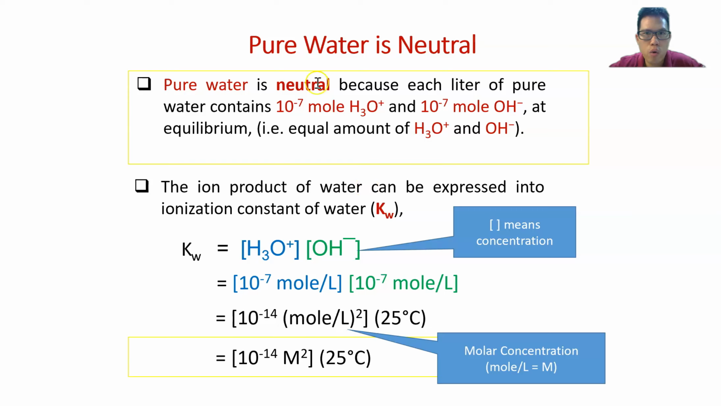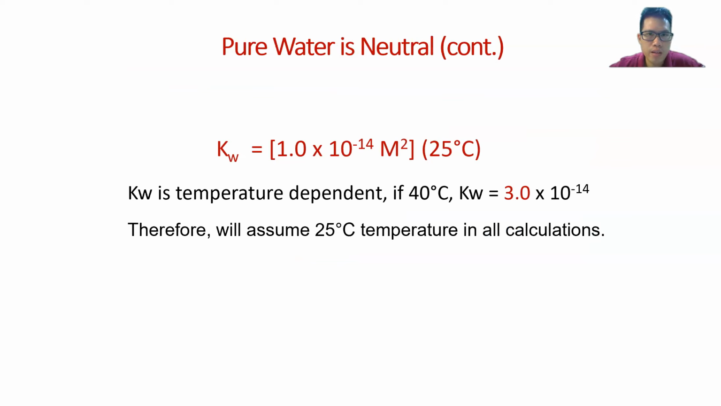Alright, so for water, how we calculate neutral is when we use this. The Kw, W stands for water, is the concentration of this times this. So you can see the total is 1 times 10 to the power negative 14. The Kw depends on temperature. So at 40 degrees Celsius, the Kw will be higher. You can see from here. Normally at 25 degrees, room temperature, the Kw is 1 times 10 to the negative 14 molar squared.